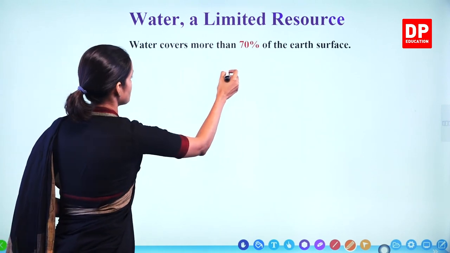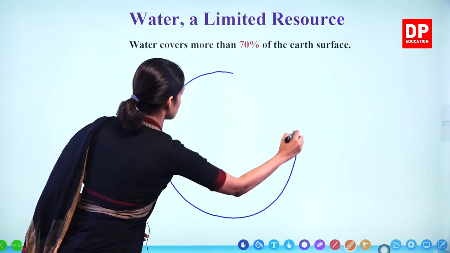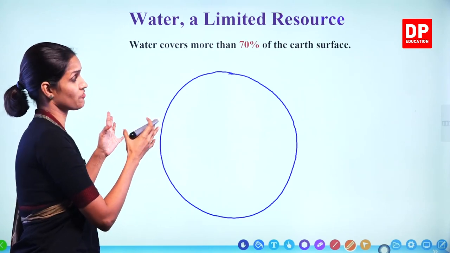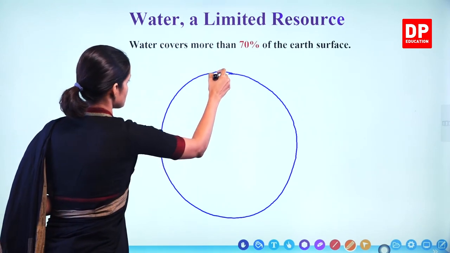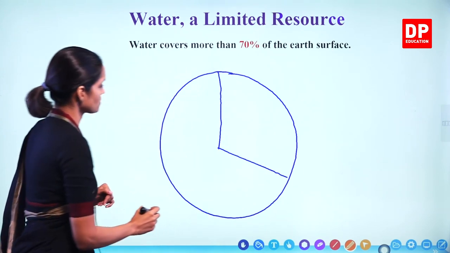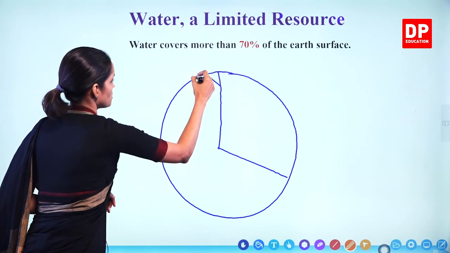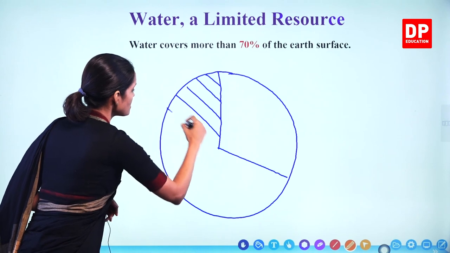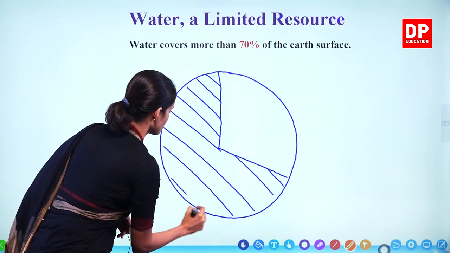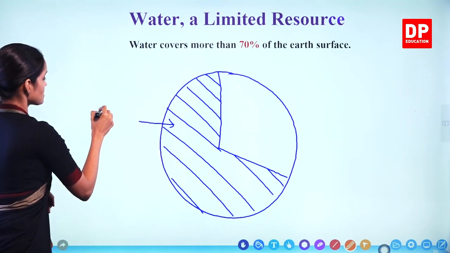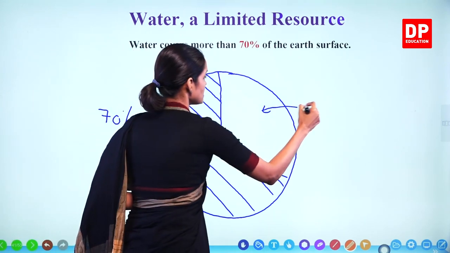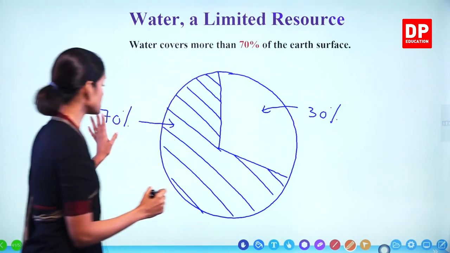What is this 70%? Let's take this as the Earth. More than 70% of the Earth is covered by water. If I mark this, this is about 70%, right? Let's say this is 30%. What is this? Water.